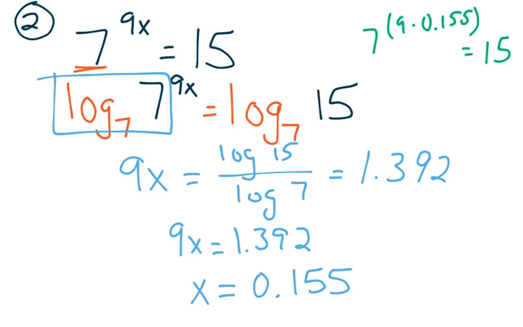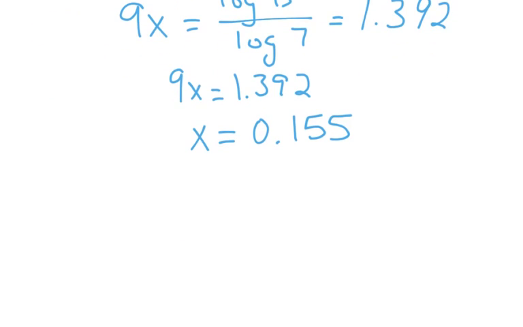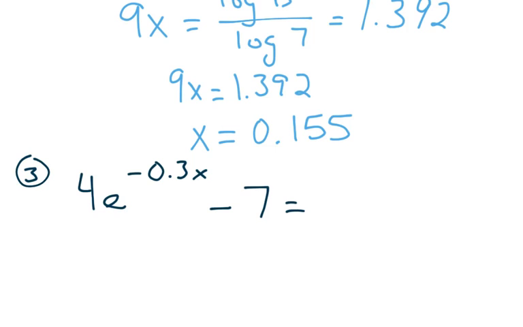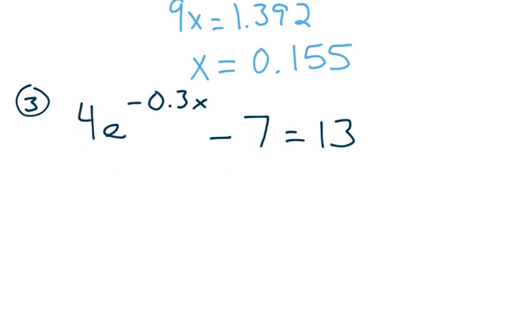Now there's a rounding issue here, so you probably won't get exactly 15, but if you're somewhere in the neighborhood of 14.996, that's pretty darn close to 15, and that would be good enough for me if I was checking. Let's try one more. So, number 3, we've got 4e to the negative 0.3x power minus 7 is equal to 13. There's a few more steps involved with this one.